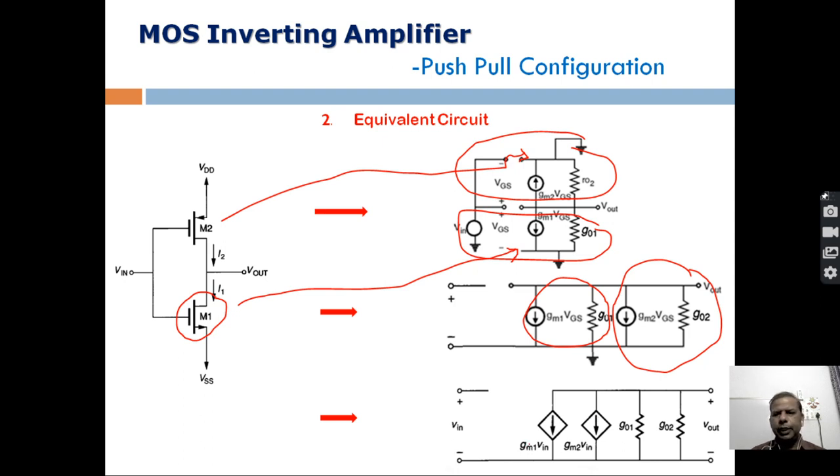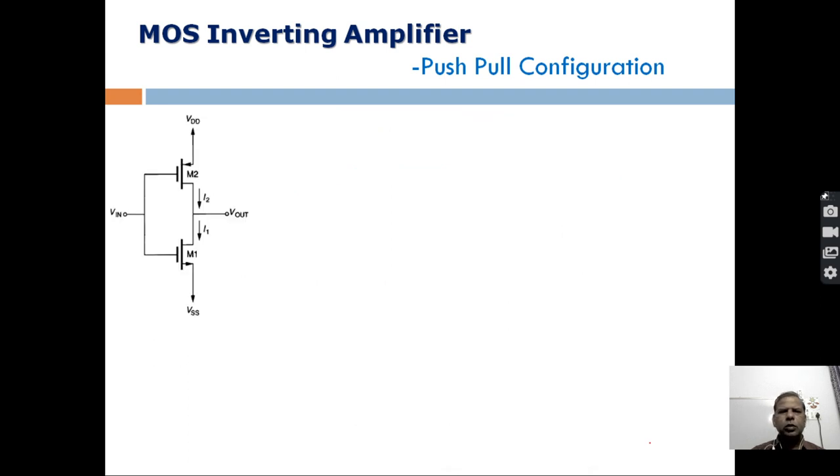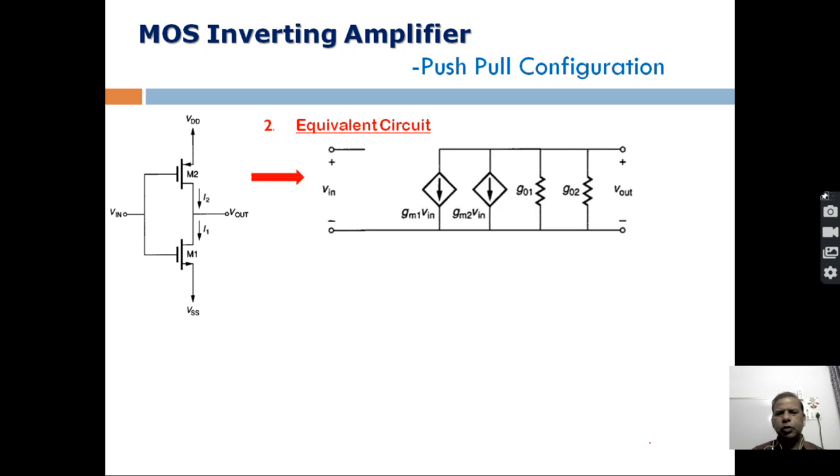So now we understand the equivalent circuit of the MOS inverting amplifier using push-pull configuration, right? We have at the output two voltage controlled current sources and two drain source resistances or conductances. After having this much understanding about the equivalent circuit, we can move forward. With the help of this equivalent circuit we can determine many performance parameters of the amplifier very easily.